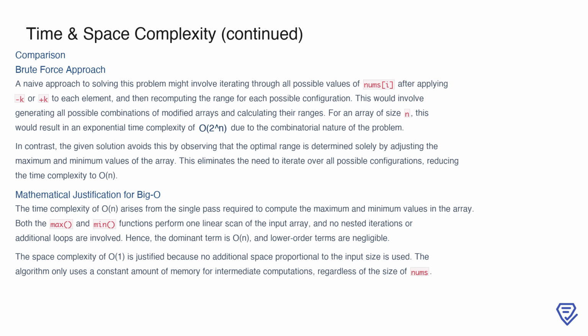making it infeasible for larger inputs. In contrast, the solution provided here avoids this exponential growth by focusing directly on adjusting the maximum and minimum values of the array. By leveraging this insight, the solution achieves a linear time complexity of O(n), as it only requires a single pass to compute the max and min values. The space complexity remains O(1), because no additional memory proportional to the input size is required. This optimization makes the solution significantly more scalable and efficient.